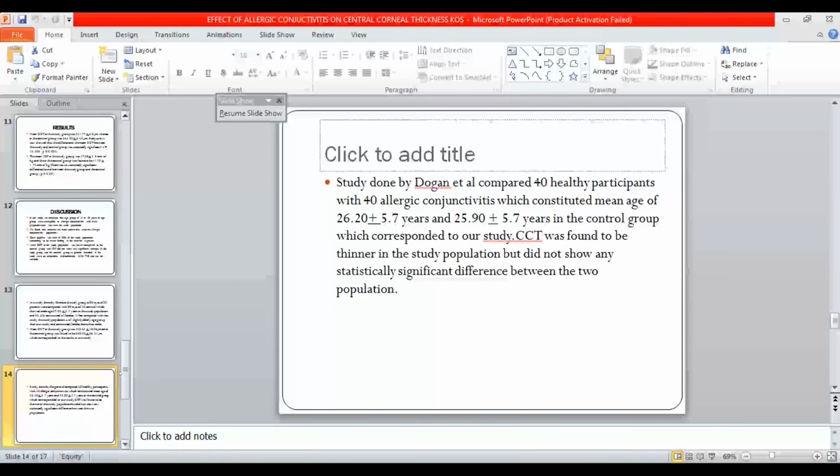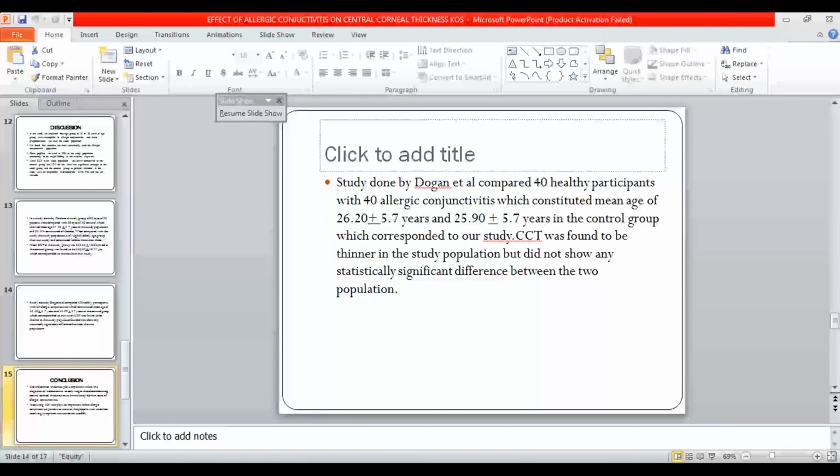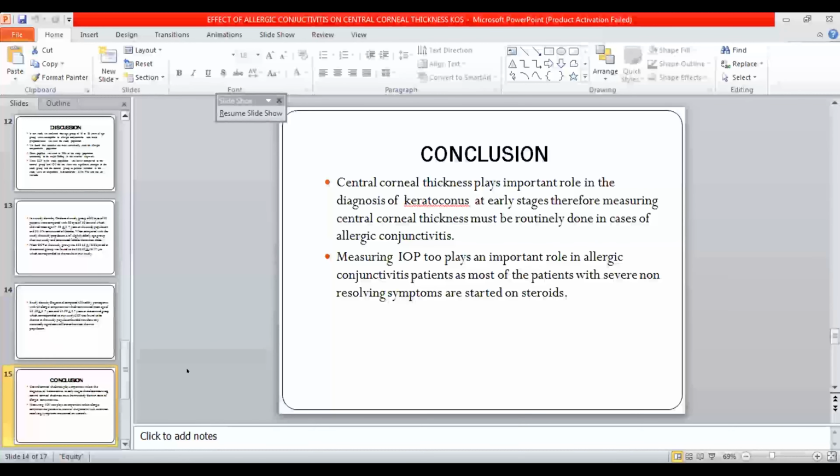Coming to the conclusion, central corneal thickness plays an important role in the diagnosis of keratoconus at the early stages, and therefore measuring central corneal thickness must be a routinely done investigation in cases of allergic conjunctivitis. Measuring intraocular pressure too plays an important role, as most of the patients with severe non-resolving symptoms are started on steroids. These are my references.